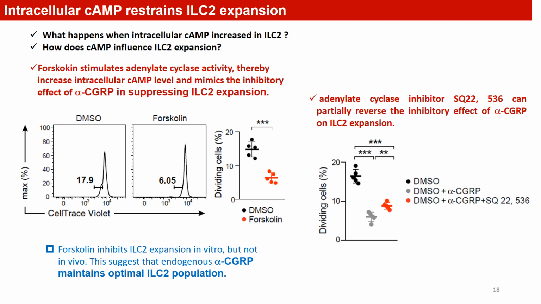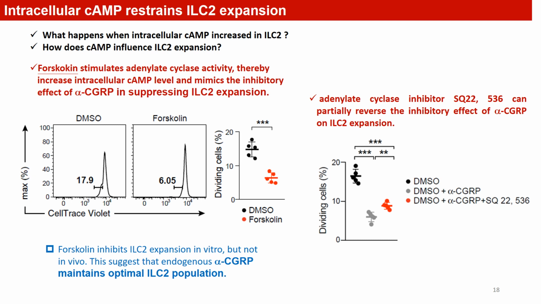intracellular cyclic AMP level has increased? And how does cyclic AMP influence the ILC2 expansion? Here the author used a small molecule called forskolin. Forskolin can stimulate adenylate cyclase activity, thereby increasing intracellular cyclic AMP level. And then we'll see whether it can mimic the inhibitory effect of alpha-CGRP in suppressing ILC2 expansion.